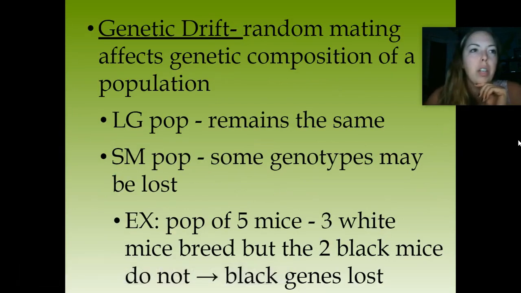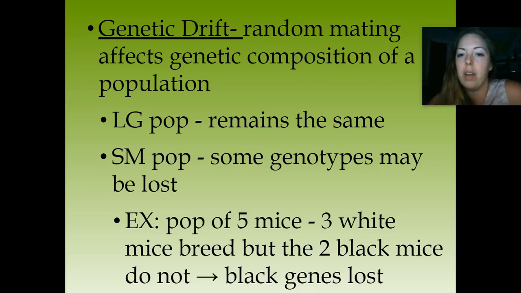Let's talk about genetic drift. Genetic drift is a change in the genetic composition of a population over time as a result of random mating. Like mutation, genetic drift is non-adaptive. It's a random process. So genetic drift can be particularly important in really small populations, in which the random events that affect which individuals mate can most easily alter the genetic composition of the next generation.